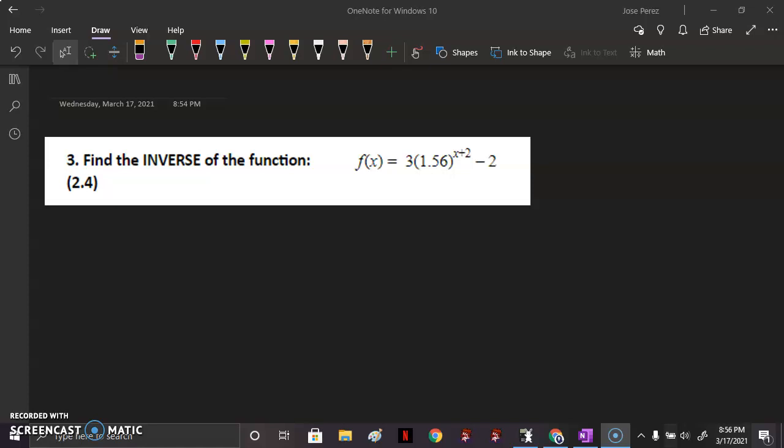And on number 3, we're trying to find the inverse of the function f(x) = 3(1.56)^(x+2) - 2.